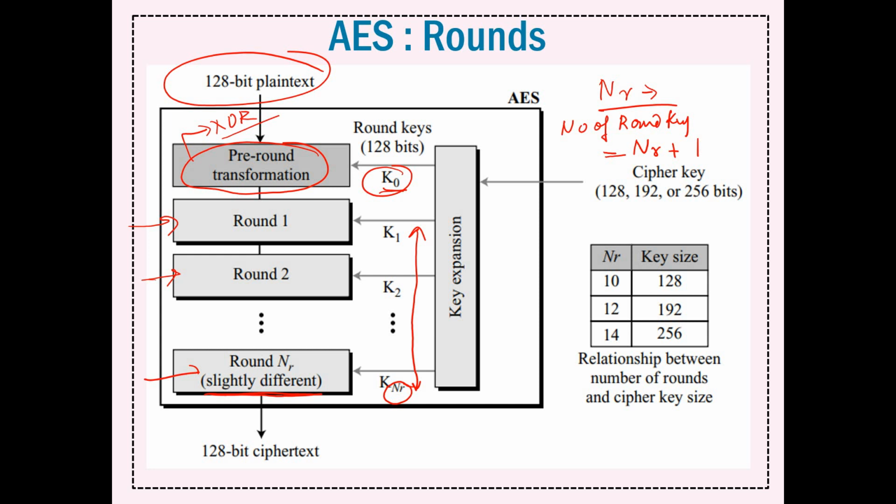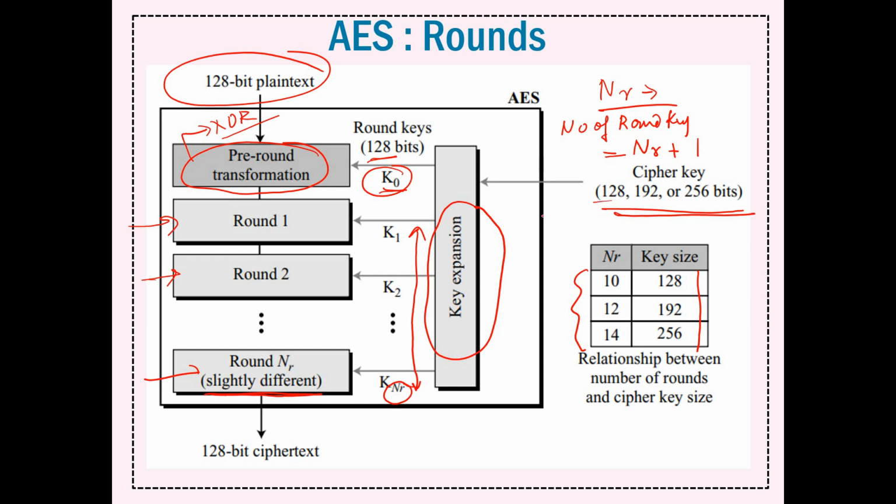Anyway, so we have NR plus 1 as the total round keys. You can see in the table itself, it's mentioned that if NR is given by this, then the total key size is 128. That means here in the cipher key, you are giving this. Somehow in this key expansion box, it will be reduced to 128 bits for 192 and 256. But for 128 bit as the cipher key, it will remain as it is.